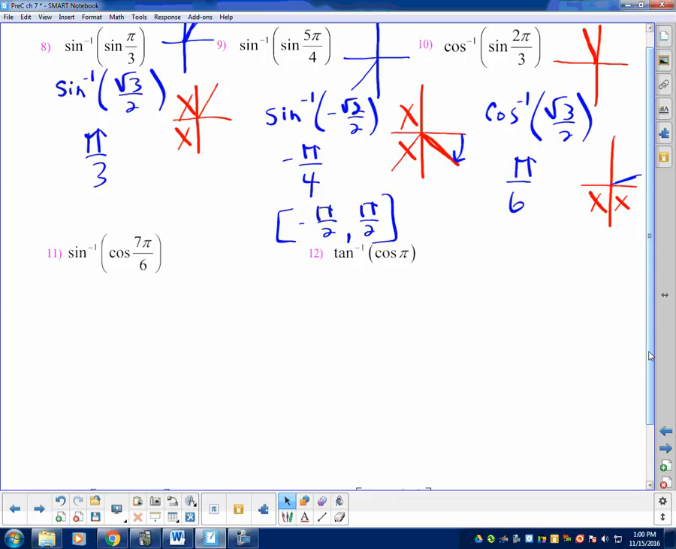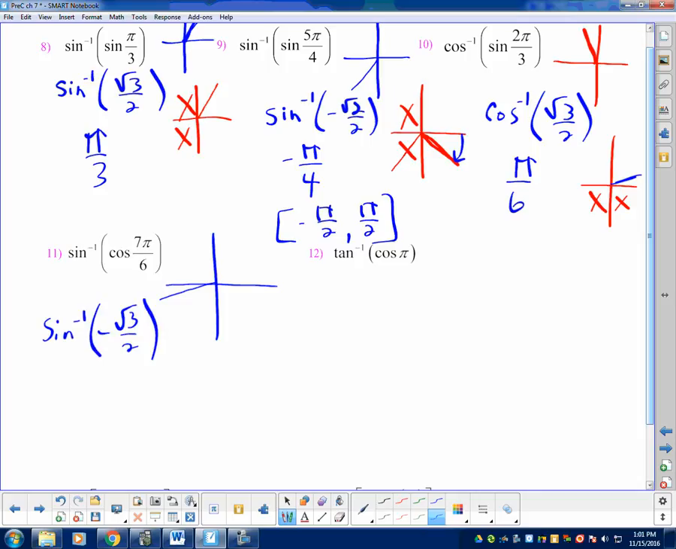All right, number 11. Inverse sine of cosine of 7 pi over 6. So let's draw a picture for 7 pi over 6. You know which quadrant 7 pi over 6 is? Such a good review. It's the third. 7 pi over 6 is in the third quadrant, right? And it's closer, I kind of exaggerated there, it's closer to the x-axis, right? So what is cosine of 7 pi over 6? Negative root 3 over 2, yeah. Good.